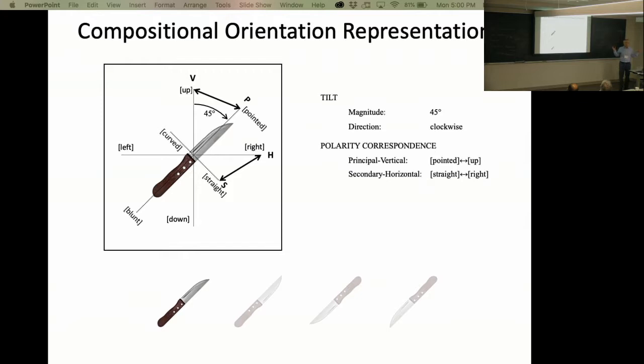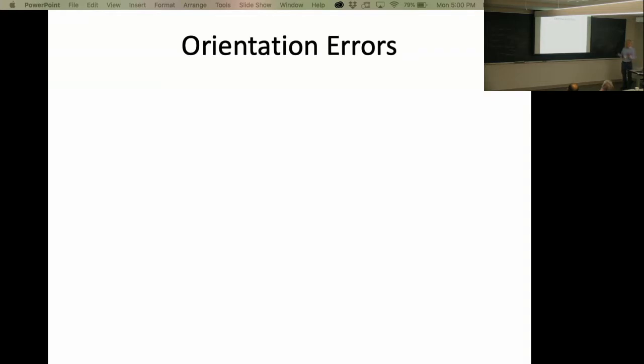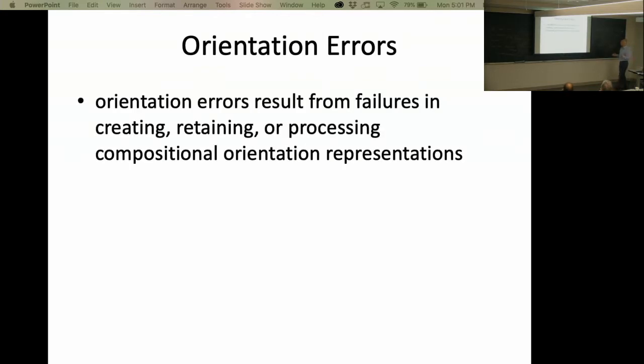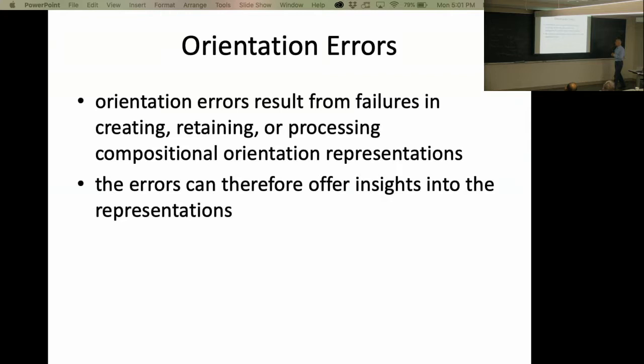Okay, so this is all very nice perhaps, but is there any way we can make contact with empirical evidence about how orientations are actually represented in your head? What I want to suggest is that we can do so by looking at orientation errors. The critical assumption here is that these errors occur when there's some failure in creating one of these orientation representations, or remembering it over time, or processing it in some way or another. And so some parts of those representations could be degraded, and therefore the errors can offer us insights into the underlying representations.